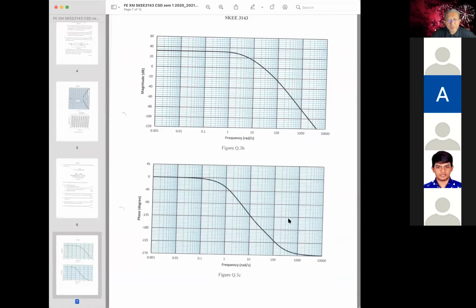Gain margin first. Imagine we look at the phase diagram, at negative 180. What is the omega GM there? 12? 12 radian per second?